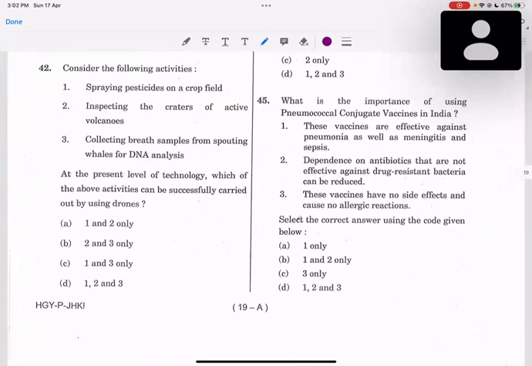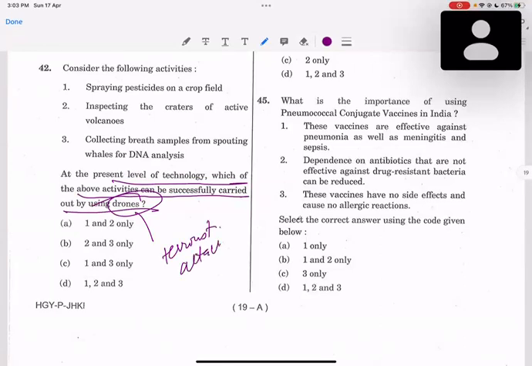Spraying pesticides on a crop field: at the present level of technology, which of the above activities can be successfully carried out by using drones? Drones, again, is in the news. Today also it was in the news. Day before yesterday also. One of the reasons is drones are being used for terrorist attacks also. Pathankot attack we have seen. So it was expected that you should have the basic knowledge of drones, not just from the perspective of security, but from science and tech also.